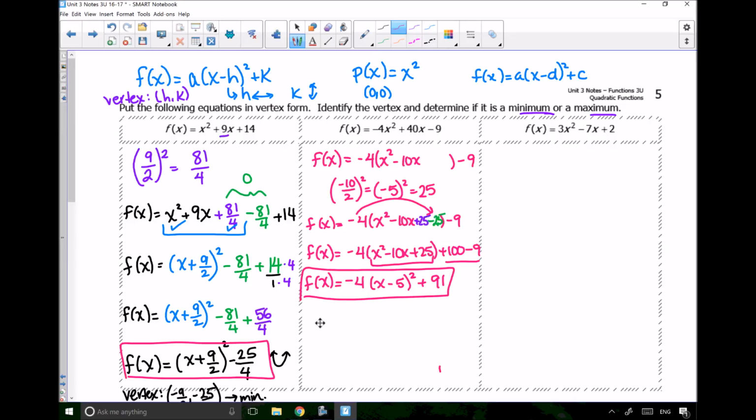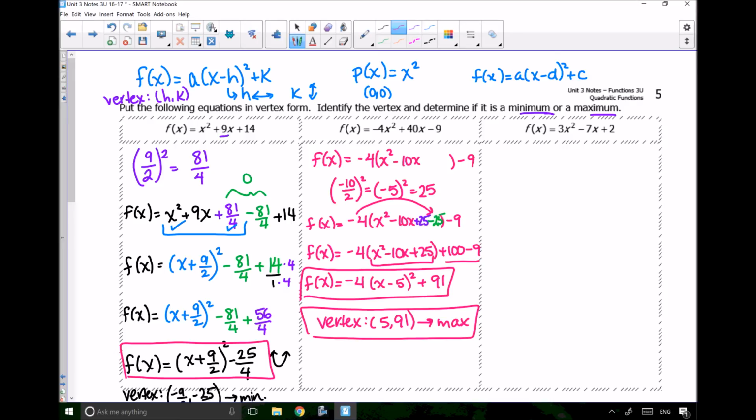Therefore, my vertex is going to be 5, 91, but the leading coefficient is -4. The a value is -4, which means that my graph is narrower, and it's reflected in the x-axis. So this is going to be a maximum. And that's my answer for the middle question.